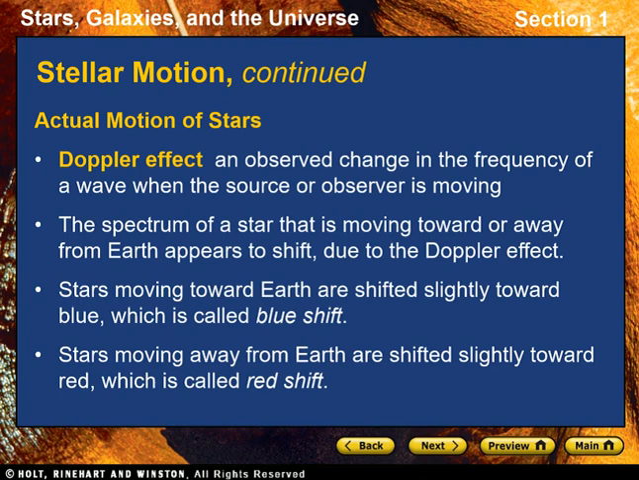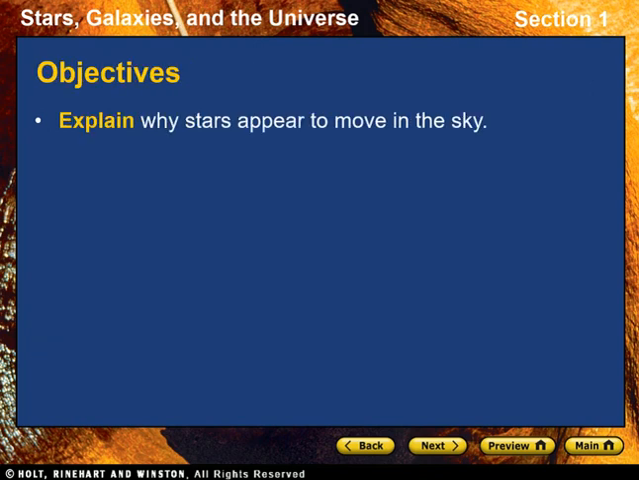A star moving away from Earth has a spectrum that is shifted slightly toward red. This shift, called redshift, occurs because the wavelengths of light appear to be longer. Distant galaxies have red-shifted spectra, which indicates that these galaxies are moving away from Earth. At this point, you should be able to explain why stars appear to move in the sky.